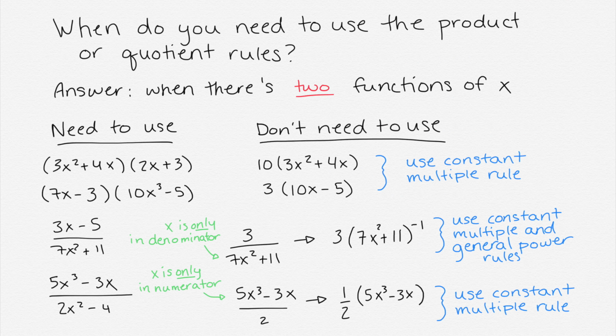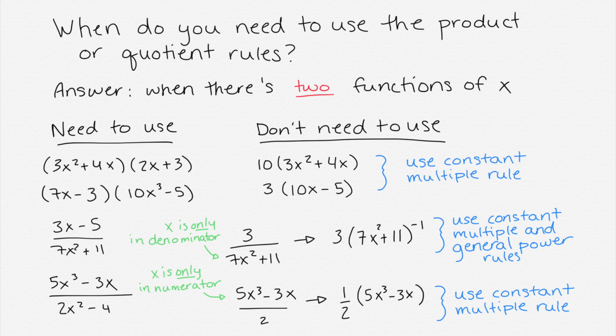One last thing I want to talk about is when you actually need to use the product or quotient rules. The answer is you only need to use these rules when there are two functions of x multiplied or divided. If you look at the examples below, the ones on the left where you would need to use the product or quotient rules have an x in both parts, while the ones on the right only have an x in one of the two pieces.